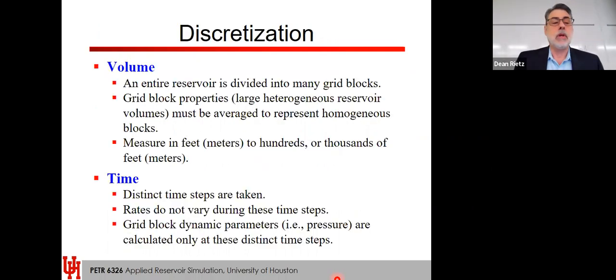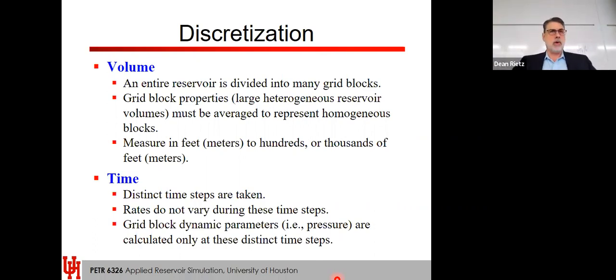Okay. So let's talk about discretization. Discretization is where we divide the model into blocks. And the two things to know when we say we're going to discretize: we discretize volume and time. Okay, so start with volume.